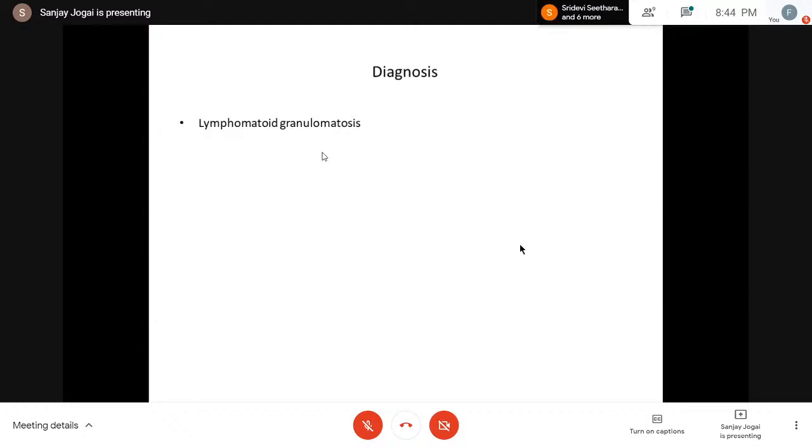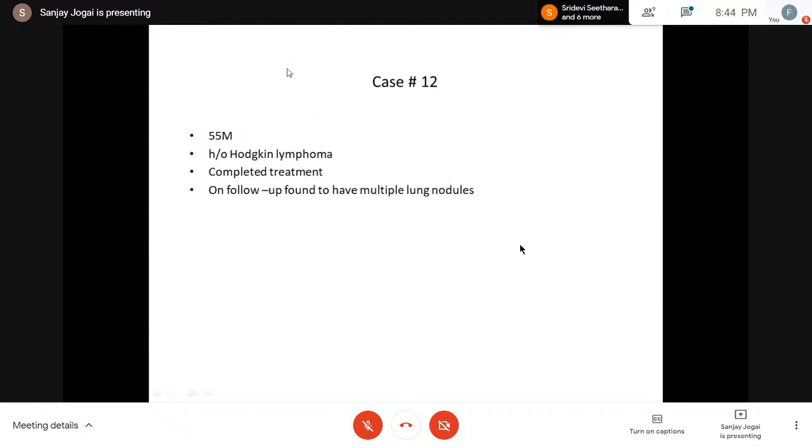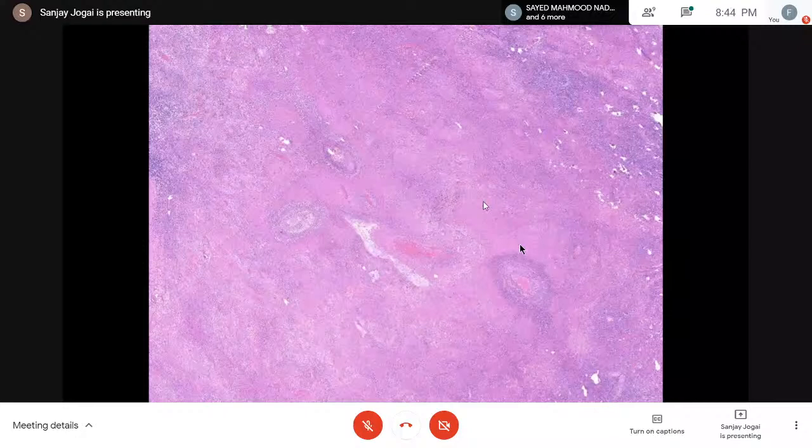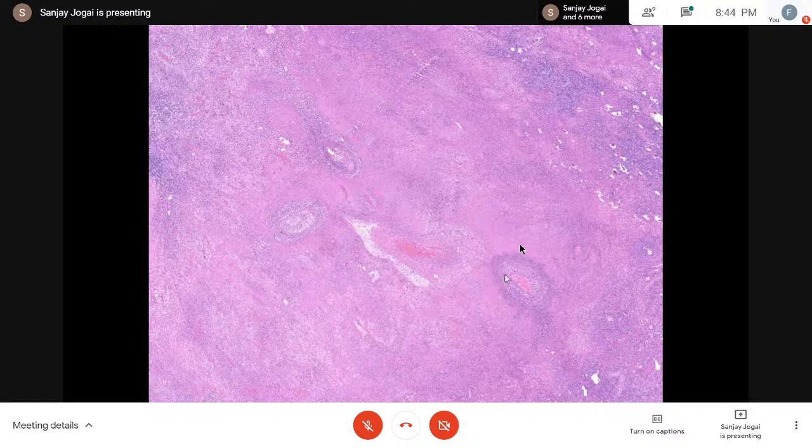Now, while I was preparing this a few weeks ago, I had this patient. This was another interesting case, so I couldn't resist putting it in the same forum. So, a 55-year-old male, history of Hodgkin lymphoma, had completed treatment. On follow-up, found to have multiple lung nodules. Now, it's very unusual for Hodgkin to present as lung nodules like that, but clearly the surgeons were worried and they took it out. And lo and behold, it's almost similar to that autopsy case where you see the vessels standing out, infiltrated by something.